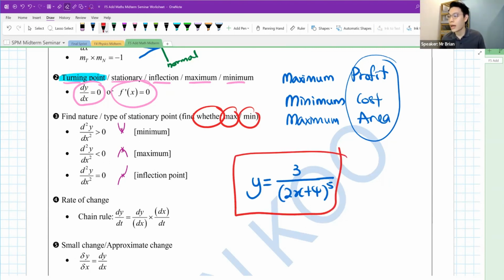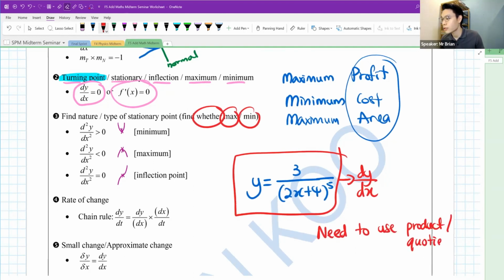This one, if I go and differentiate it, do I need to use quotient rule or product rule or not? Simple question. You just type yes or no. Do I need to use the product rule or quotient rule for this? What do you guys think? Wow. Most of you said no. Very good.